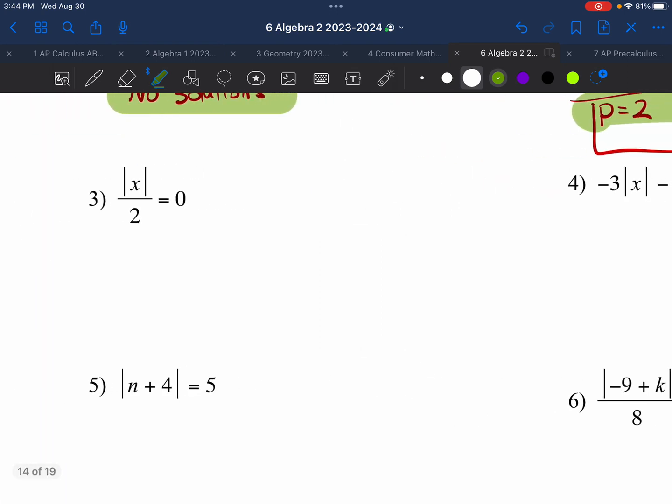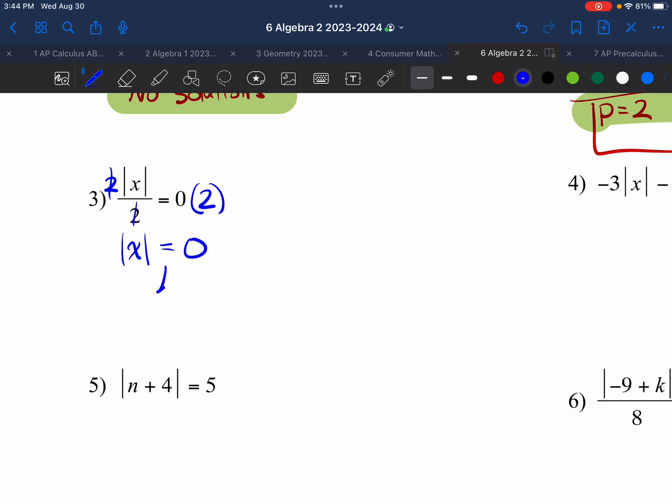All right, and number 3, I need to isolate the absolute value first. So I need to undo this pesky divided by 2. The undoing of divided by 2 is multiplying by 2. Multiply this side by 2, multiply this side by 2. 2 and 2 cross cancel, leaving me with absolute value of x isolated, and that's going to be equal to 0 times 2, which is 0.